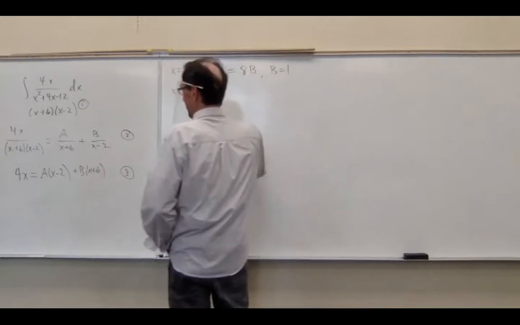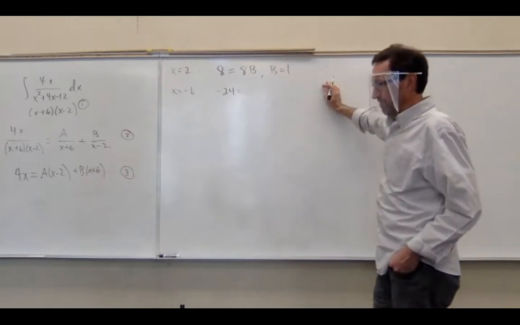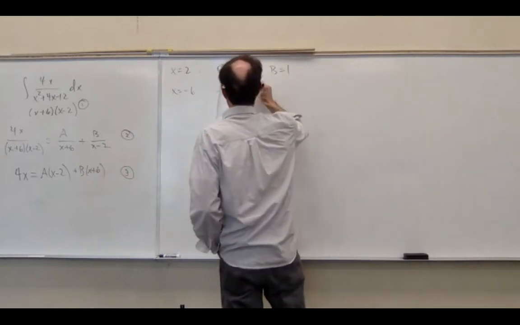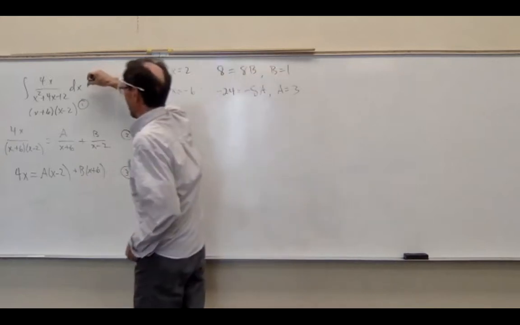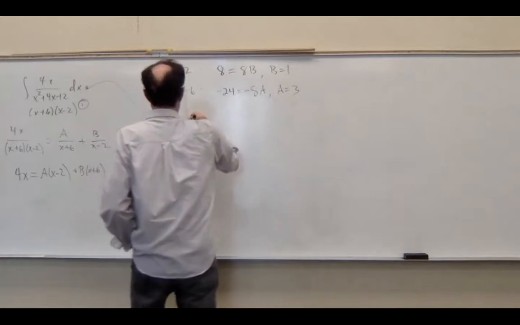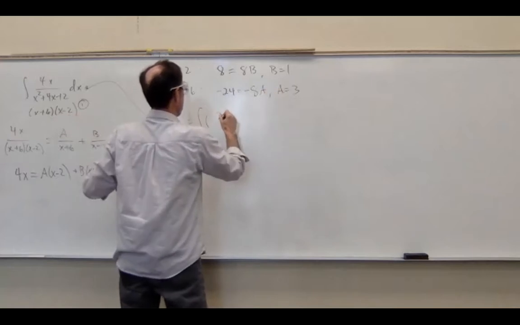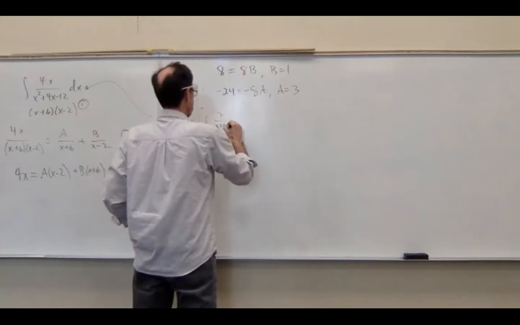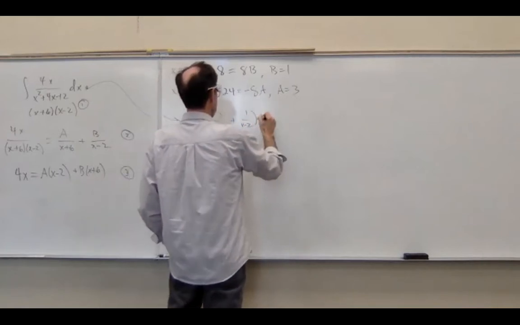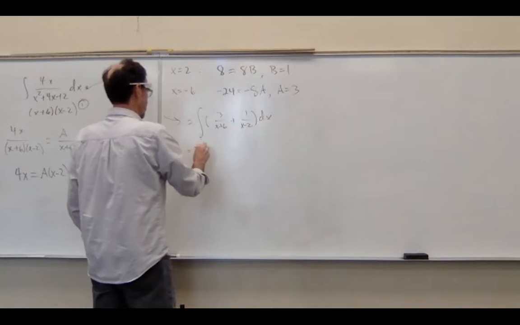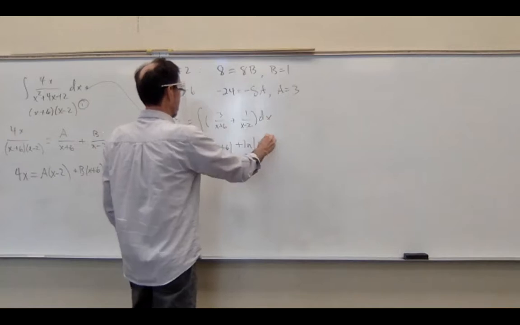On the left, we get -24. On the right, we get -8a, and therefore a is 3. So our original antiderivative, we now know we can write as the antiderivative of a, 3, divided by x plus 6, plus b, 1, over x minus 2. So we get 3 ln|x plus 6| plus ln|x minus 2|.